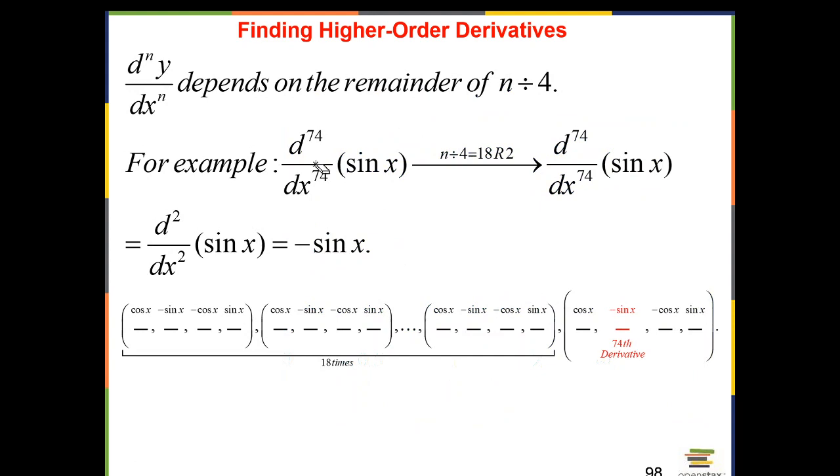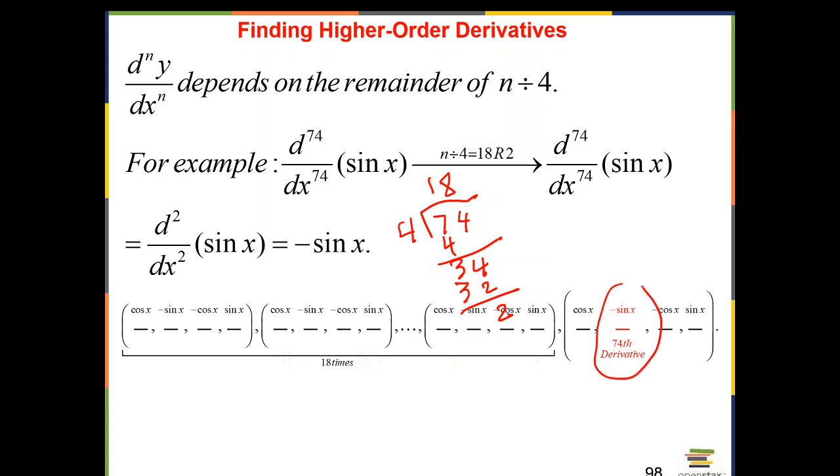So what if you want to take the 74th derivative of sine? Well, when you divide 74 by 4, what do you get? You get 18, and then 4 times 18 is 72, so the remainder is 2. That means we have to go through this group of 4 how many times? 18 times. 1, 2, 3, 4, 5, 6, all the way to 18. And then do 2 more derivatives.